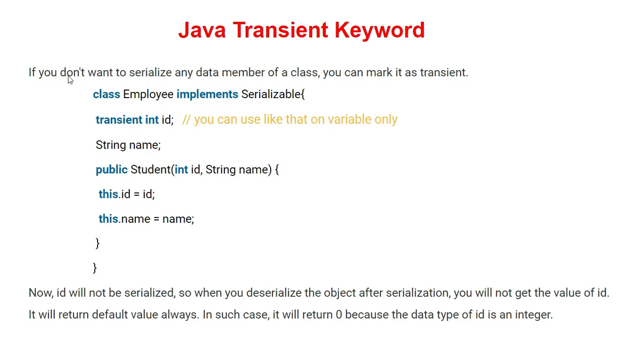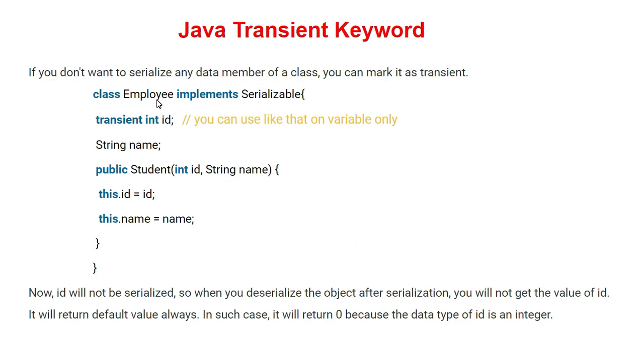If you don't want to serialize any data members, what is the meaning of that? You know serialization, but on top of serialization, if some data member should not participate in the serialization, you can do that with the transient keyword. Simply put, if you don't want to serialize any data members of the class, you can mark them as transient.